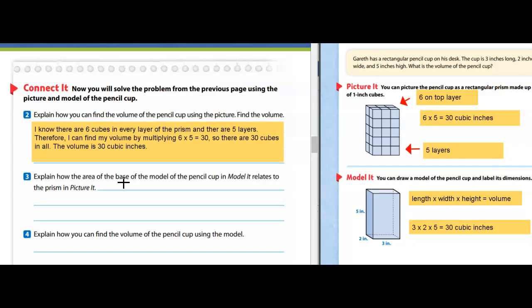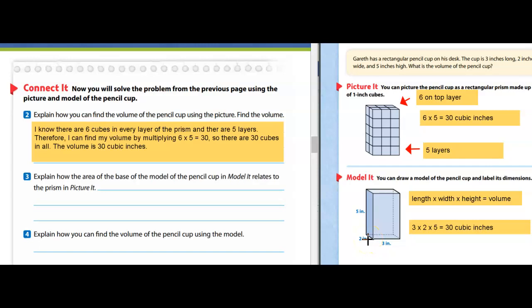So we need to explain how the base right here in model it relates to the pencil cup. We know our base is 3 times 2, our length times our width. We're going to explain how this compares to the pencil cup, or relates to it, in our picture it prism. So what in picture it can we compare 3 times 2, our base, to?